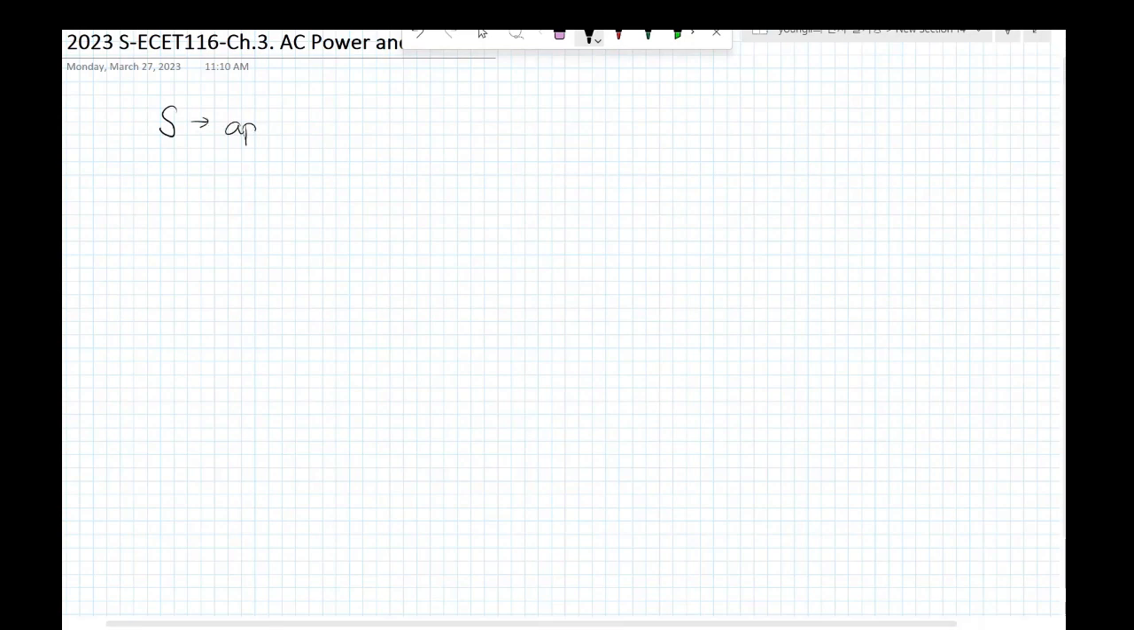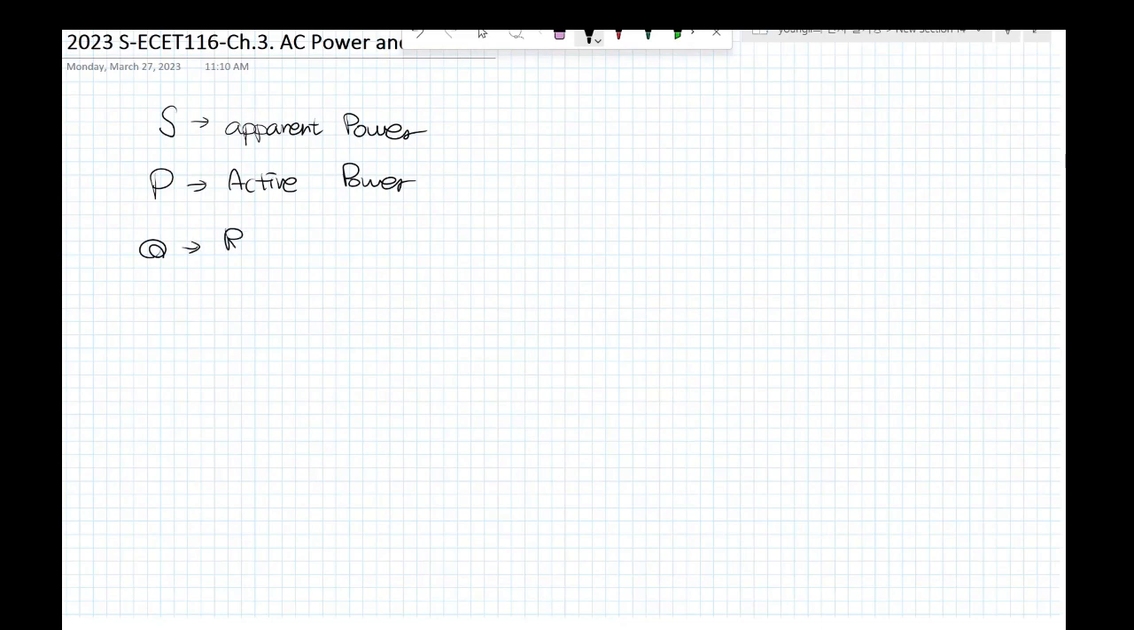S is the apparent power, P is the active power, and Q is the reactive power. The unit for apparent power is the VA, active power is the watt, and reactive power is what? VAR. And S is apparent power.